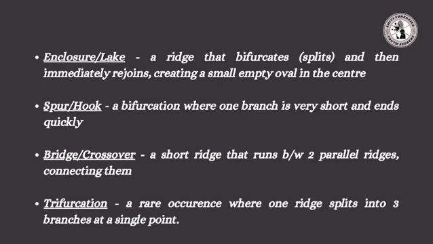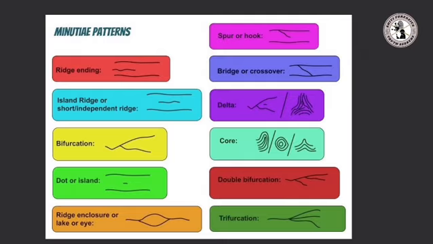Next is a bridge or a crossover. It is a short ridge that runs between two parallel ridges connecting them. And the last is trifurcation, which is a rare occurrence where one ridge splits into three branches at a single point. Here's a chart showing the diagrams of all the minutiae patterns that we have discussed so far.